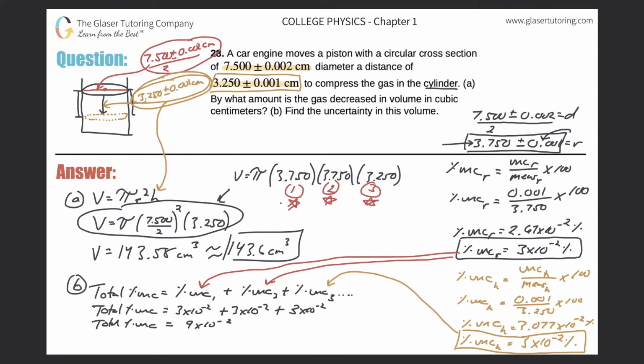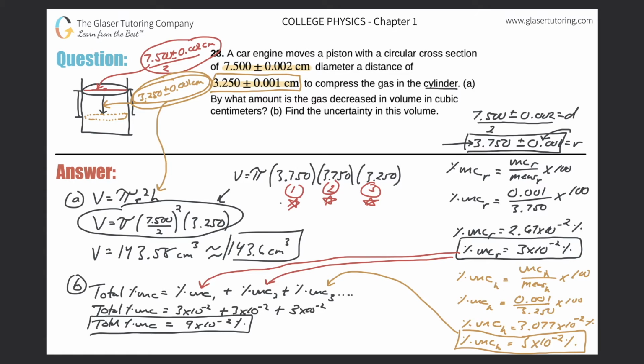So just plug that into the calculator, right? And you should arrive at that same value. And that's in terms of percent. So that's the total percent uncertainty. Now remember, they didn't ask for the total percent uncertainty. They said find the uncertainty. So we just have to do one more step, okay?